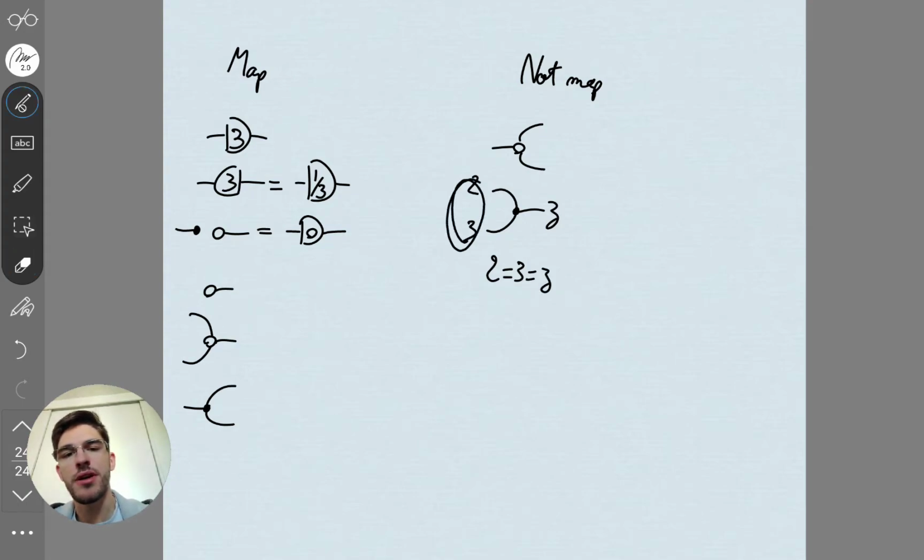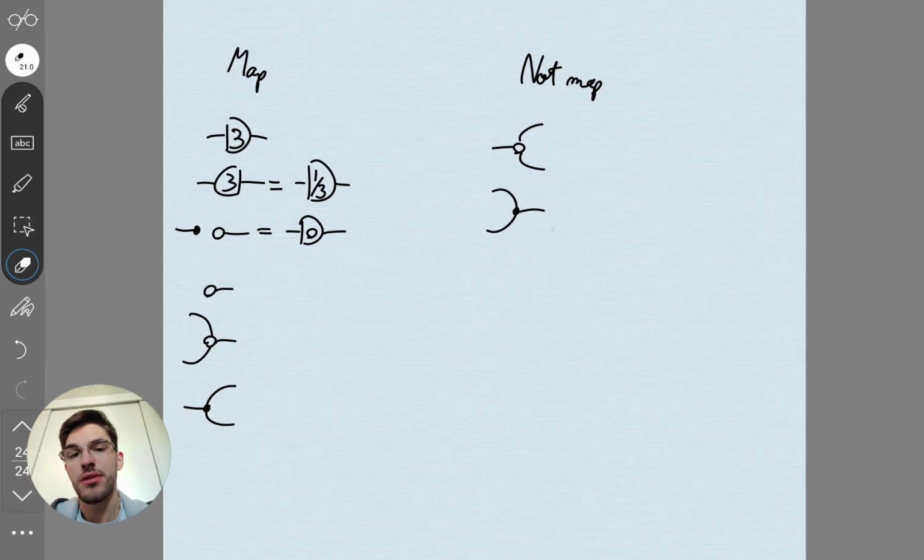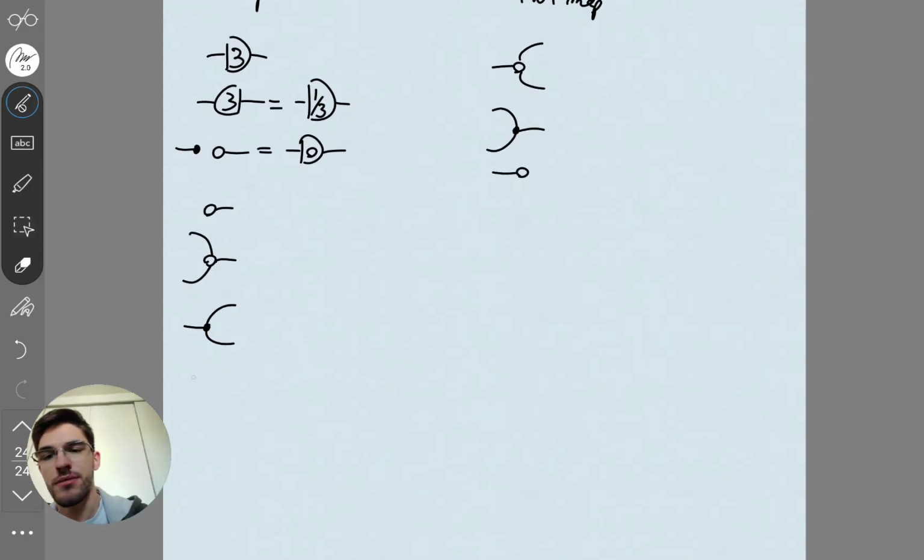So for some inputs, I don't have an output. If you want to think in this way, it's a partial map. It's not defined for all inputs, so it's not a map. Here's a thing that is not a map for a similar reason. This is x equals 0. So some inputs are invalid, so it's not a map. Here's something that is a map.